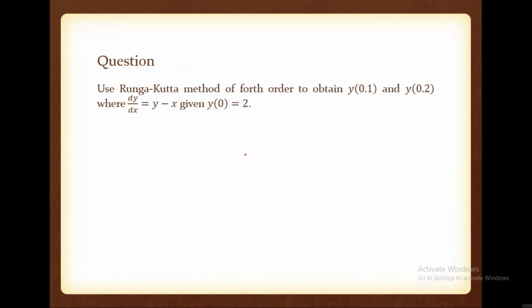So note down the question. Using Runge-Kutta method of fourth order, find y of 0.1 and y of 0.2, where dy by dx is equal to y minus x given y of 0 equal to 2. So note down this question. What is given? A first order differential equation is given, that is dy by dx, that is y dash is equal to y minus x. So y minus x is f of x comma y. Initial condition is x0 equal to 0 and y0 equal to 2.